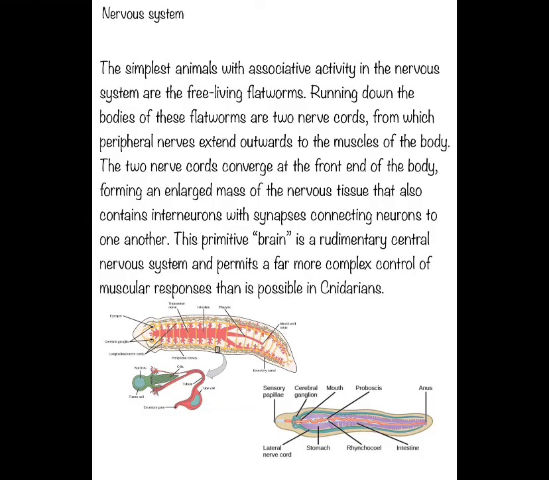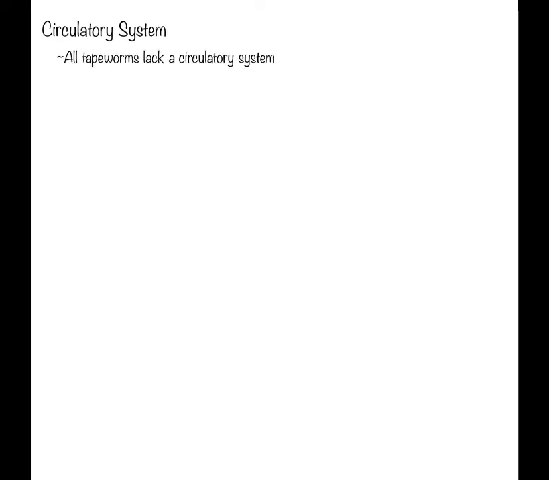Nervous system. The simplest animals with associative activity in the nervous system are the free-living flatworms. Running down the bodies of these flatworms are 2 nerve cords, from which peripheral nerves extend outwards to the muscles of the body. The 2 nerve cords converge at the front end of the body, forming an enlarged mass of nervous tissue that also contains interneurons with synapses connecting neurons to one another. This primitive brain is a rudimentary central nervous system and permits a far more complex control of muscular responses than is possible in cnidarians. Taenia solium lacks a digestive system, and also a circulatory system.